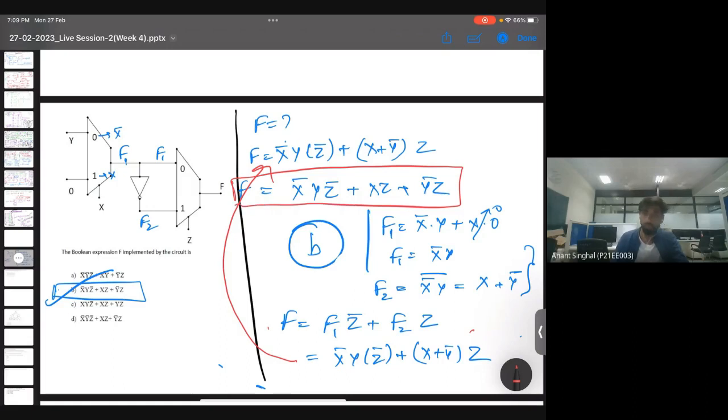So this is the final answer. If it is clear, you can respond if it is clear. So option B is the correct answer.